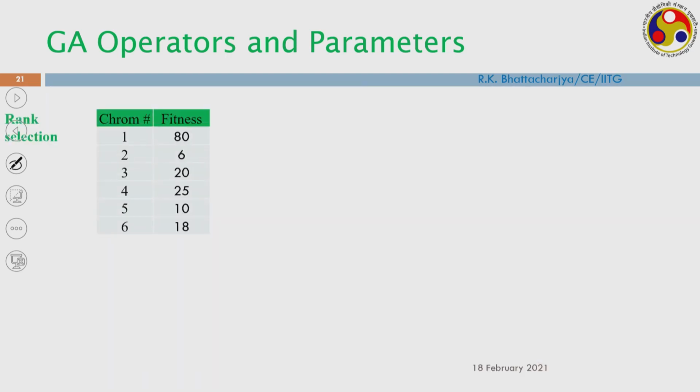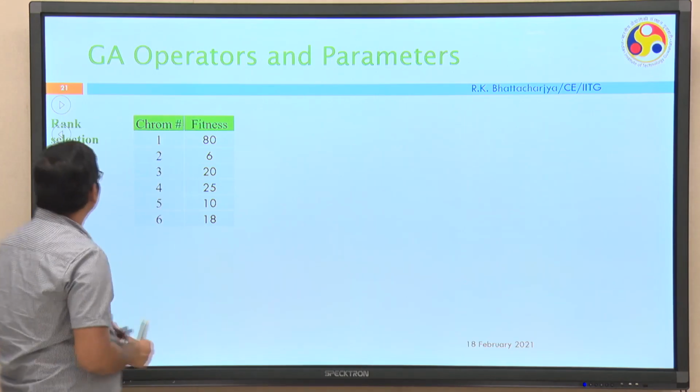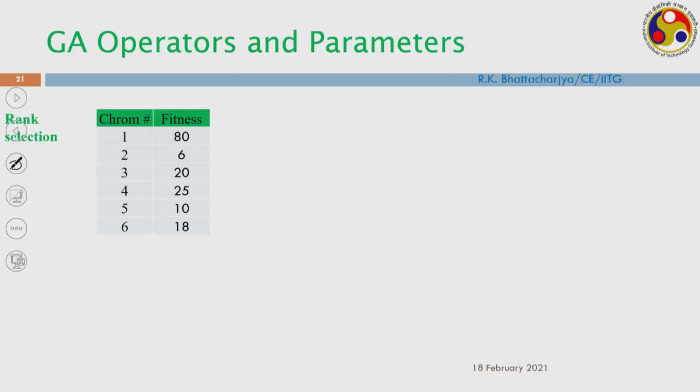So, I can apply rank selection, and by applying rank selection I can avoid that one. So, what is this rank selection? In this case, I have taken the same example problem. The fitness value is 80 here, the best solution, the worst solution is 6, and the other solutions are 20, 25, 10 and 18.